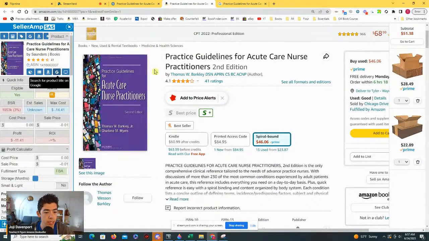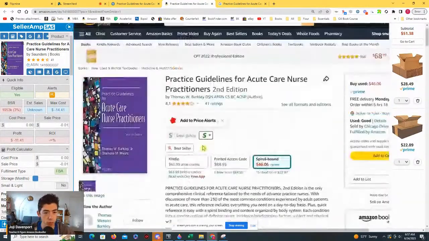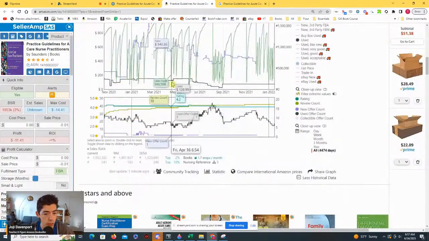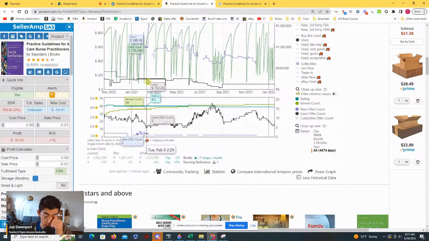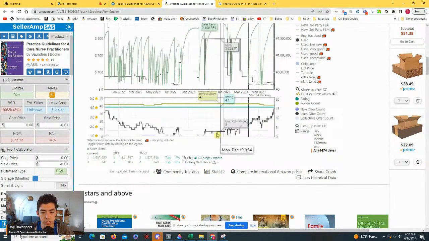And again, it came out in 2008. So this book has been out for over a decade. Still, 2020, 2021 was potentially selling upwards of over $100, which is kind of crazy. But recently, I've seen that this offer count is starting to spike, and that's one of the reasons why the price of this is starting to go up so high.